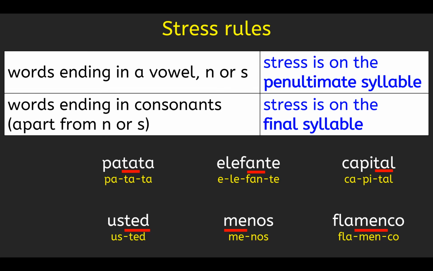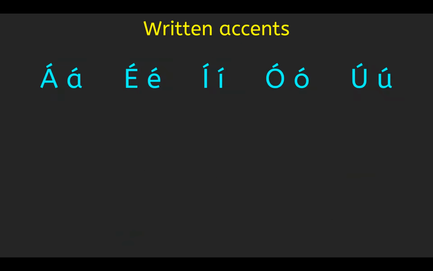Flamenco. There are some Spanish words that don't follow the stress rules, and written or orthographical accents are used to show which syllable the stress falls on in those words. The written accents are only seen on vowels. This is because all syllables have to have a vowel, but they can exist without a consonant. You can see at the top of the screen here what the written accents look like. They are always written diagonally from bottom left to top right.